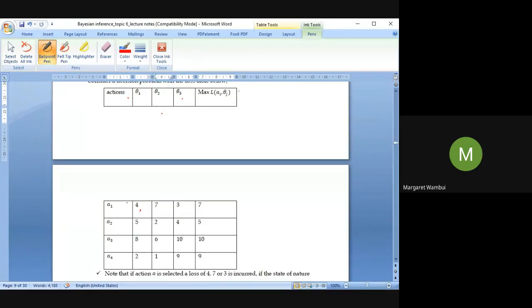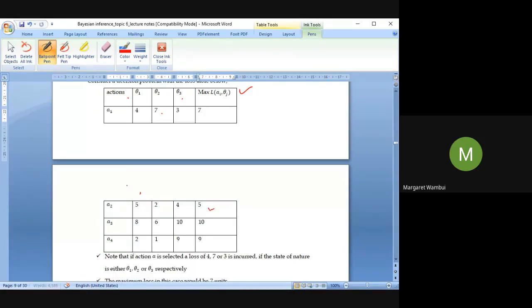Then after that, you can look for the maximum among each one of them. So under action 1, the maximum loss is 7. It's the one which is here. Under action 2, the maximum loss is 5. Under action 3, the maximum loss is 10. Under action 4, the maximum loss is 9.